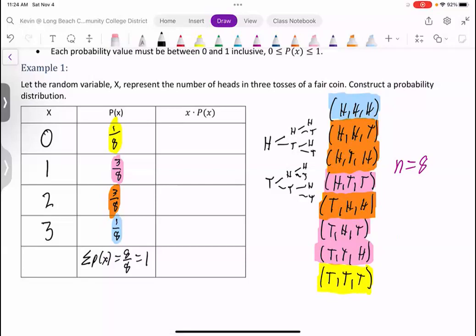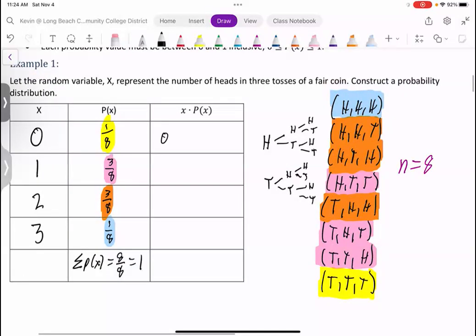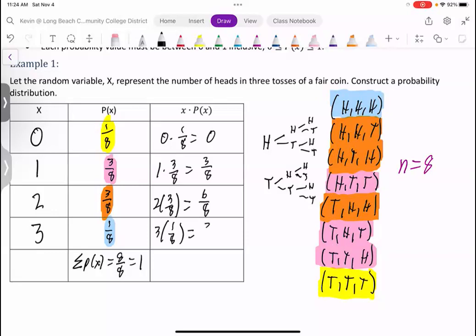All right, we are now going to multiply across. You see at the top there, that last column, it says x times p of x. So here I'm going to have 0 times 1/8, which is 0. Here I'm going to have 1 times 3/8, which is 3/8. Here I have 2 times 3/8, 6/8. And I know I can reduce that, but I'm not going to because I want to keep the denominators the same. Then I have 3 times 1/8, which is 3/8.